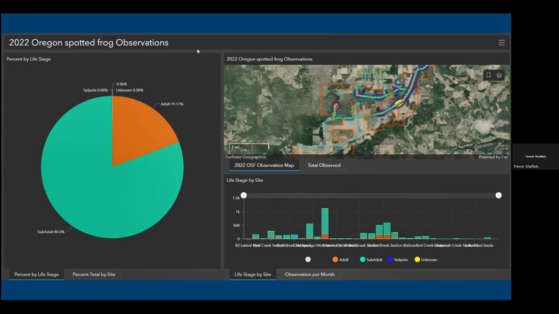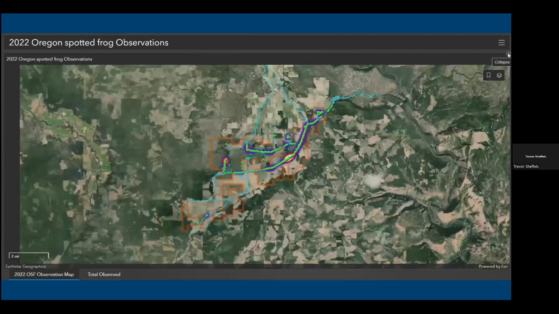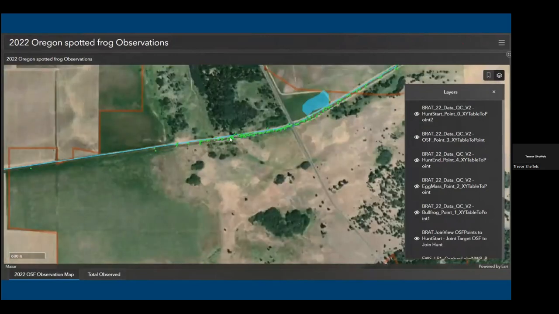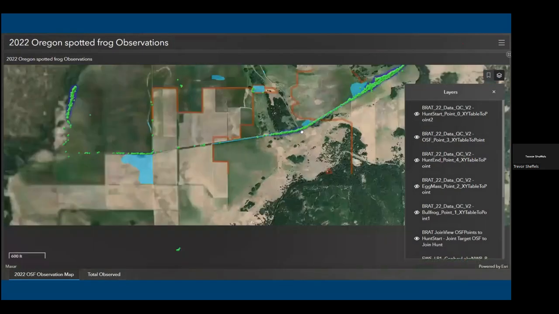So some of the metrics we like to keep track of during the field season, I'll show you now. Obviously, the first component that we always like to look at is the map. And if we expand it right now and view the different layers, we can toggle on and off layers we want to see or don't want to see. So right now, we can toggle off the individual point layers and just view an overall heat map of where spotted frog concentrations are highest across the valley. But if we turn that layer back on, we can more closely examine individual spotted frogs observed in the units.